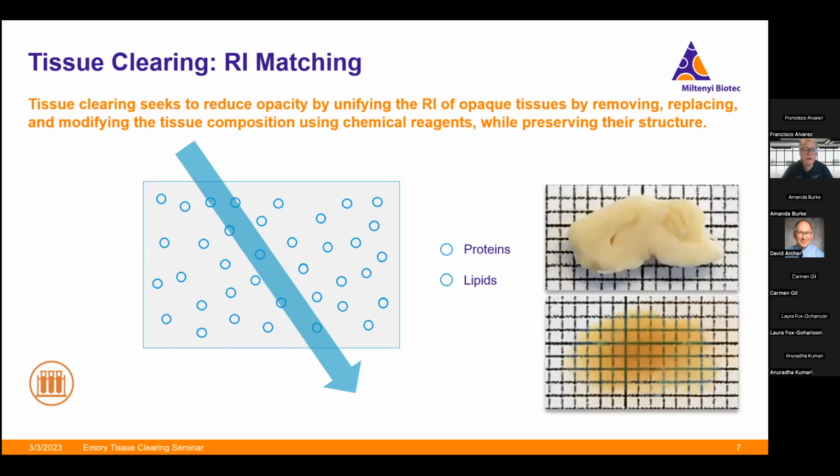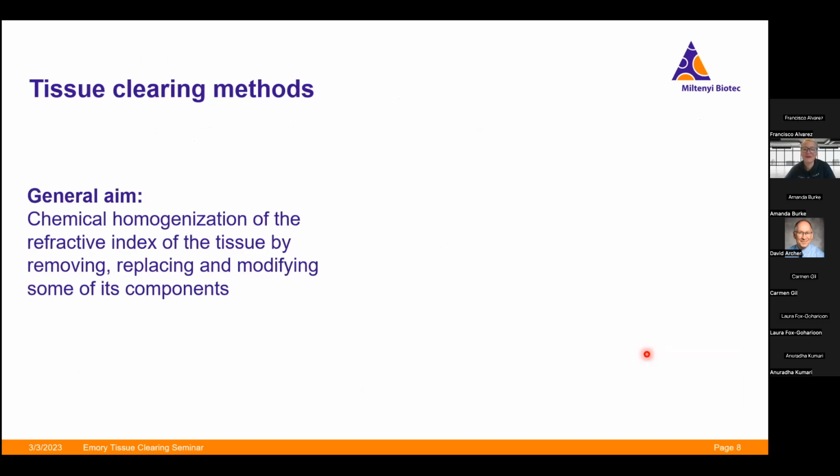So the goal of tissue clearing is to render the tissue transparent. I think everyone can kind of grasp that concept, clearing, transparency. But what does that really mean? It's essentially the result of homogenizing or matching the refractive index of the entire sample. So tissue clearing is going to utilize different chemical concoctions to homogenize the RIs of tissue through the removal, replacement, and modification of the tissue's composition. And you get a result like this in the end, maybe even clearer.